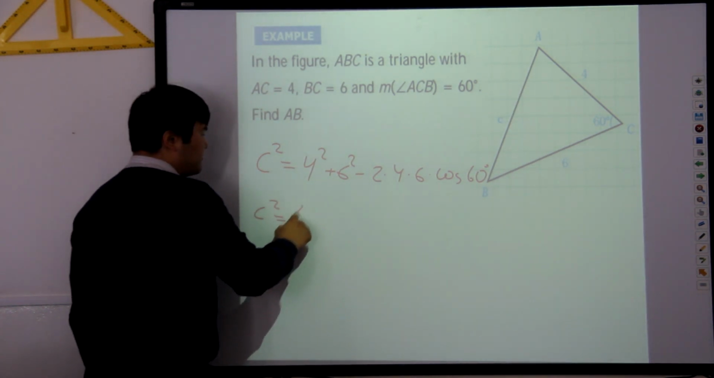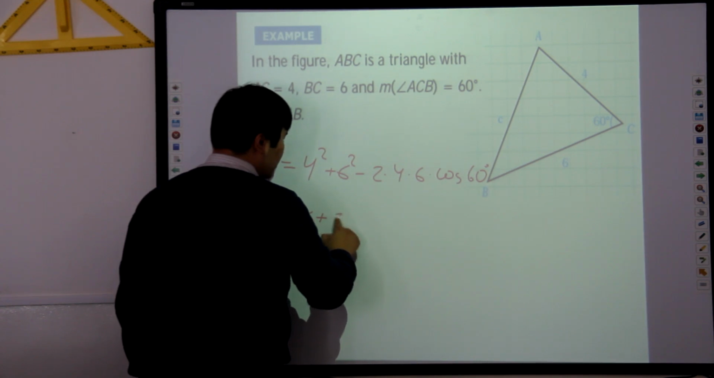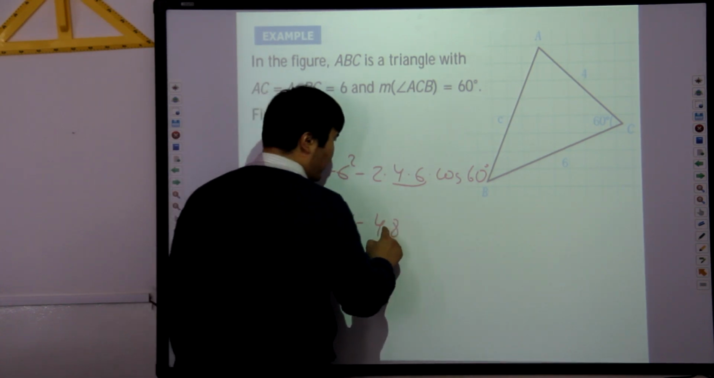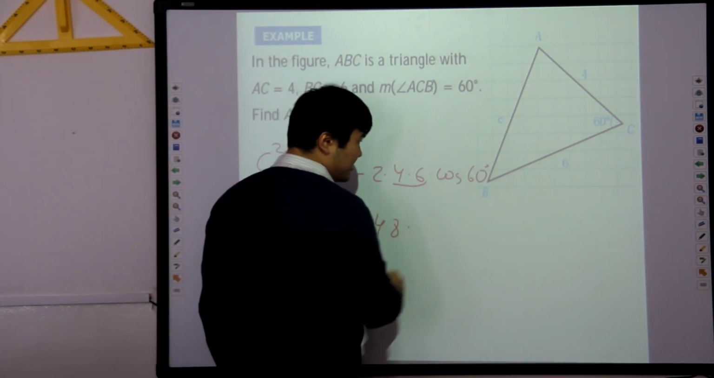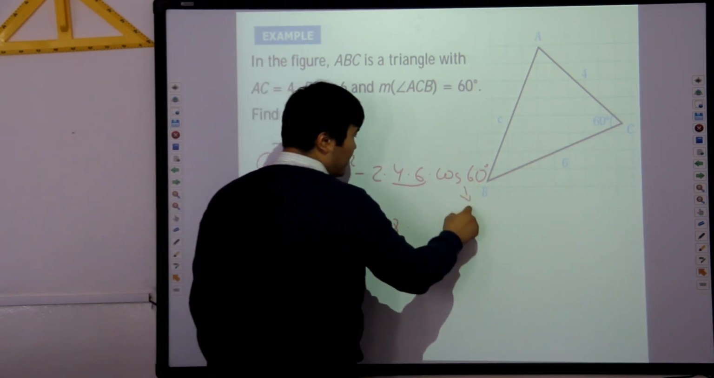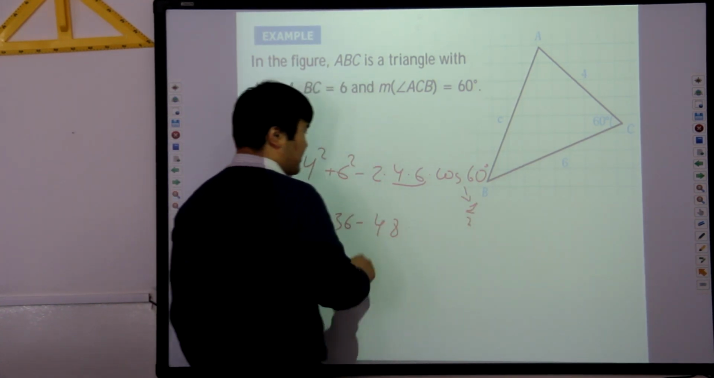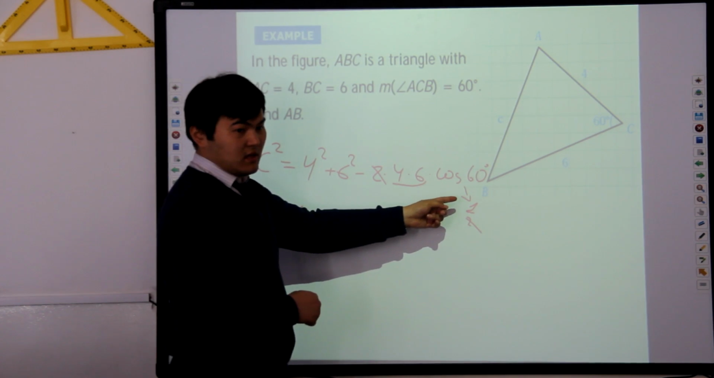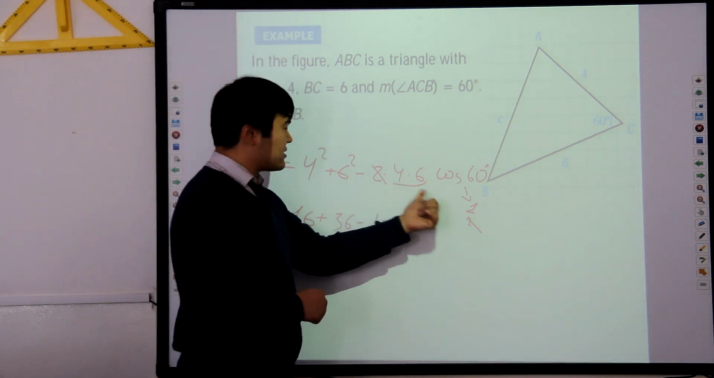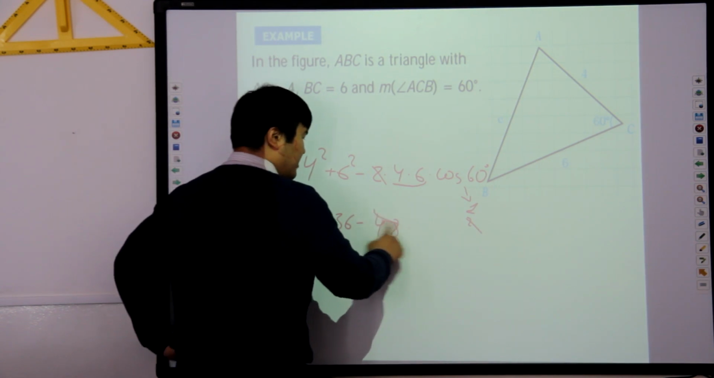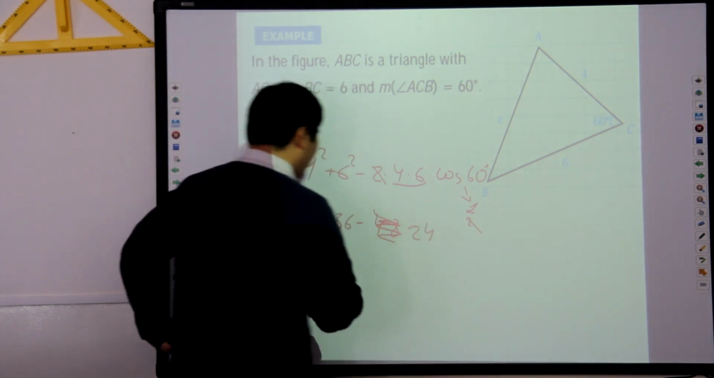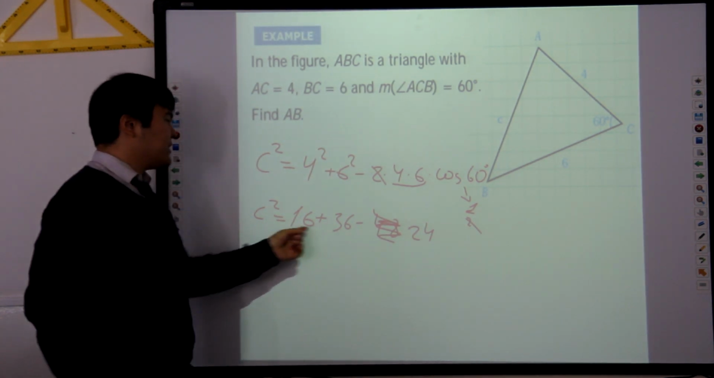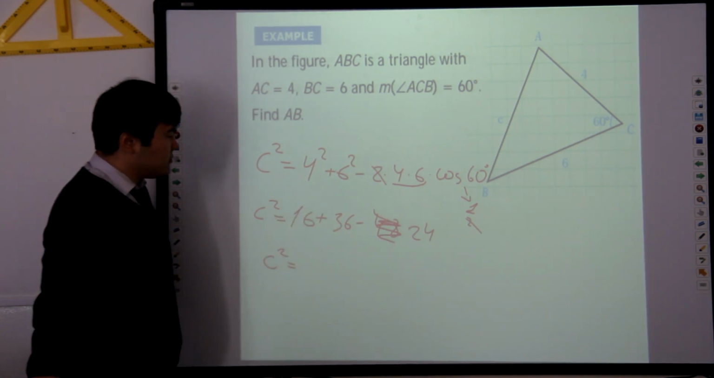So c squared is equal to 16 plus 36 minus 48 times what? Cosine 60 is 1 over 2. That's correct, yeah? Now we can cancel this: if you multiply this 1 over 2 here, it cancels with the 2. So you can write 24 here. Then c squared is equal to what will be?